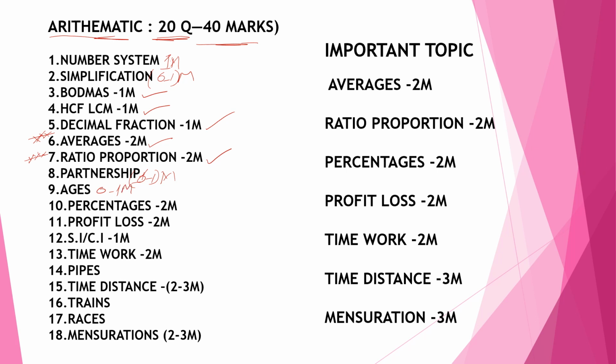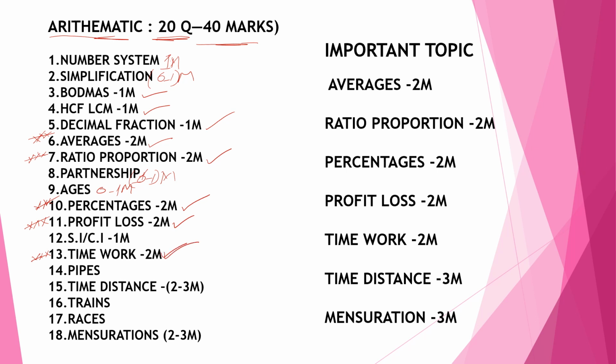Next percentages, the important topic, we can expect 2 marks. Profit and loss, we can expect 2 marks. Simple interest and compound interest are not that important. If you learn compound interest and simple interest, you will get 0 to 1 mark there. Time and work, important topic. Time and work, definitely 2 marks will be there.